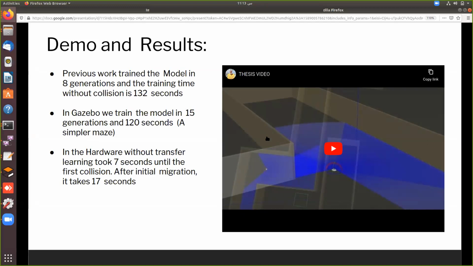The environment we replicated was related to the actual environment we were training in, and since we were limited with the space we were training in, we ended up using simpler environments than we first intended to. And the velocity was in relation to the actual hardware velocity. The hardware with the model would take up to 7 seconds until the first collision without transfer learning. And after transfer learning, it takes around 17 seconds until the first collision.